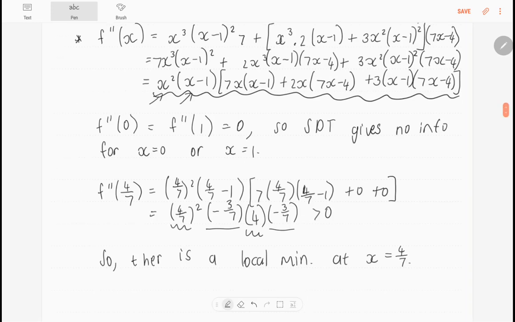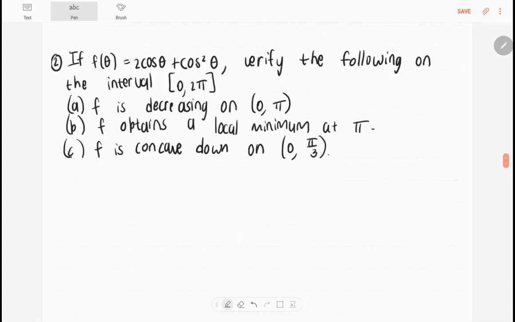That's the end of the first problem. The next problem says if f of theta equals 2 cos theta plus cos squared theta, verify the following on the interval, the closed interval from 0 to 2 pi. A says f is decreasing on the open interval from 0 to pi.